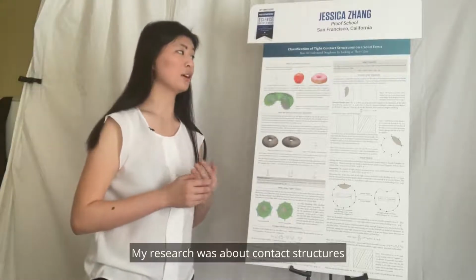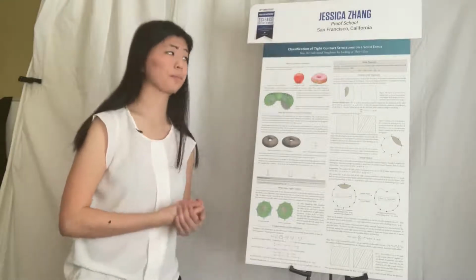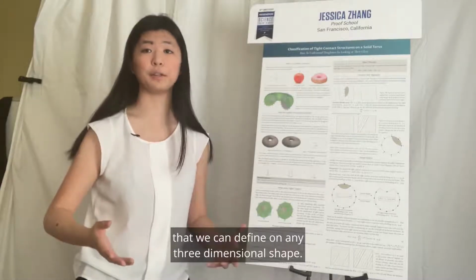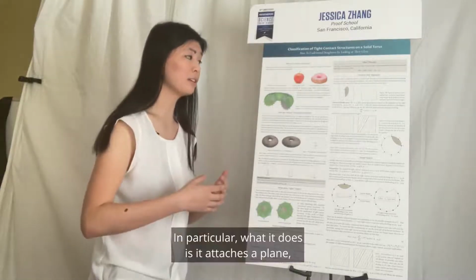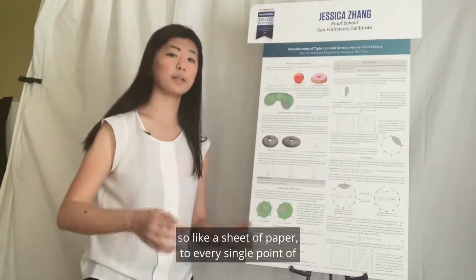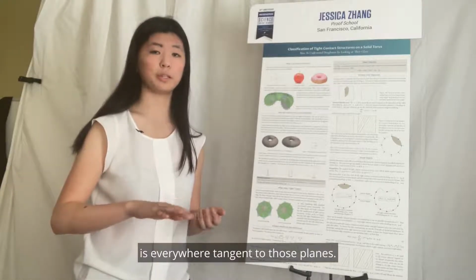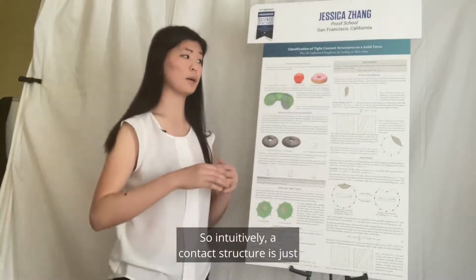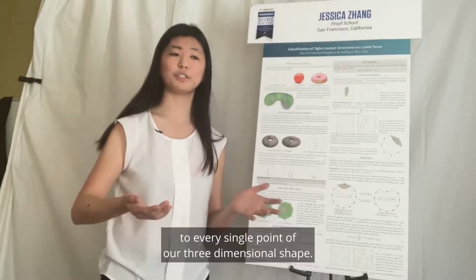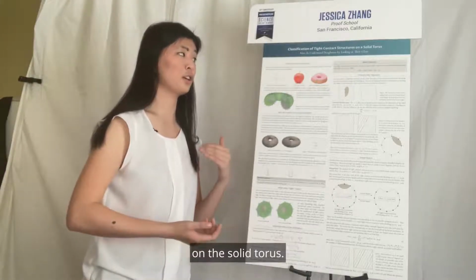My research was about contact structures on a solid torus. So what is a contact structure? A contact structure is just a special geometric structure that we can define on any three-dimensional shape. In particular, what it does is it attaches a plane, so like a sheet of paper, to every single point of our three-dimensional shape in such a way that no surface is everywhere tangent to those planes. So intuitively, a contact structure is just a really twisty way to attach sheets of paper to every single point of our three-dimensional shape. And now I was looking at contact structures on the solid torus.